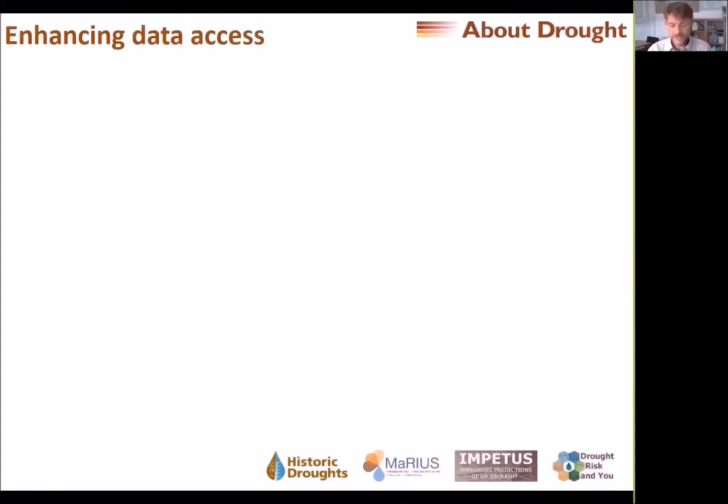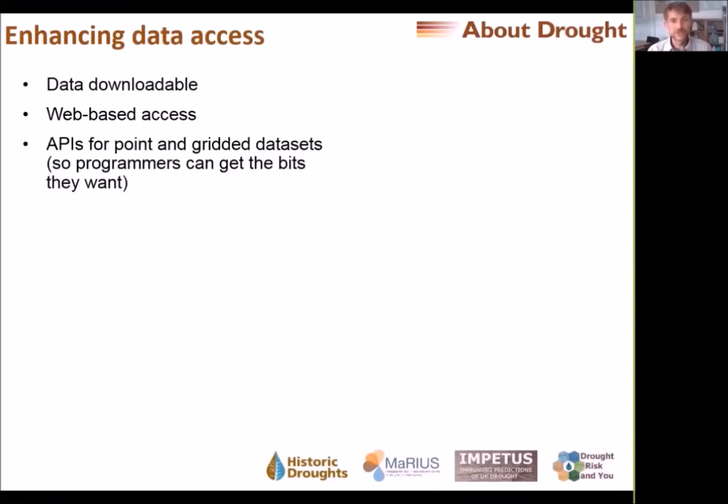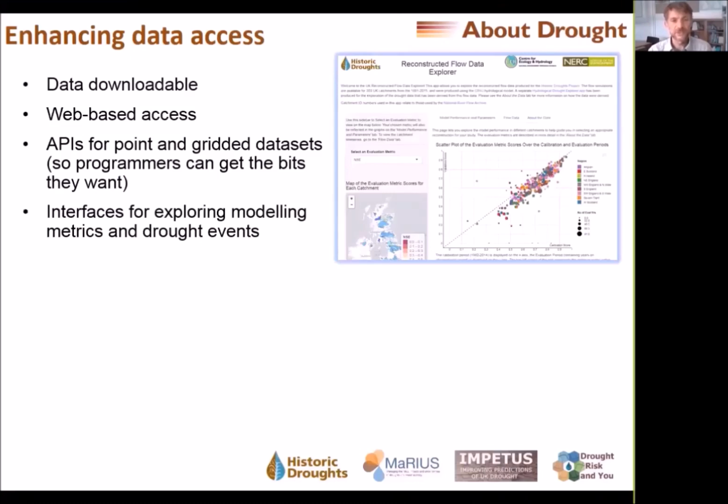So some of the other ways we're trying to make some of the drought data more accessible, through enhancing access to the data for lots of users, is firstly by making the data downloadable through these data centers, as I showed before. We're also trying to provide web-based access to lots of the data. We're trying to produce APIs or programming interfaces to allow programmers to just pull out particular bits of the datasets they want, because some of these datasets are quite huge, 1 kilometer grids for the past 120 years, for example. If you don't want to download the entire dataset, you can use the API to extract this information. We'll be writing guidance on how to use those APIs.